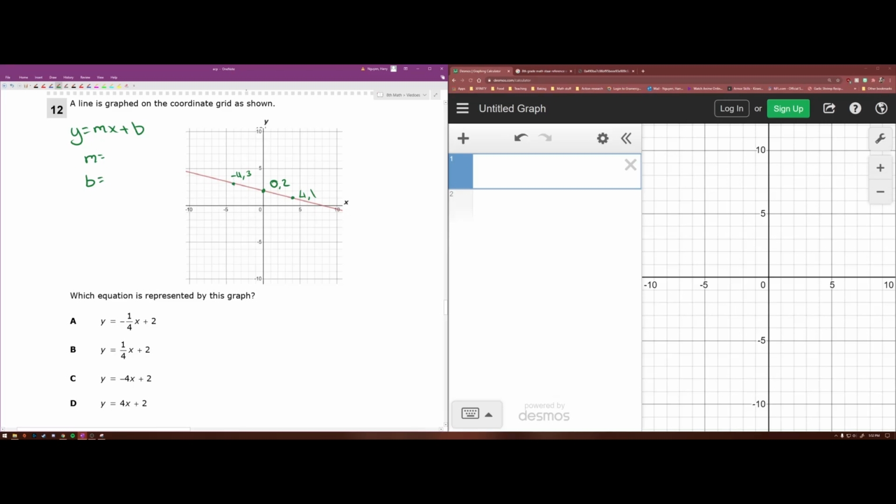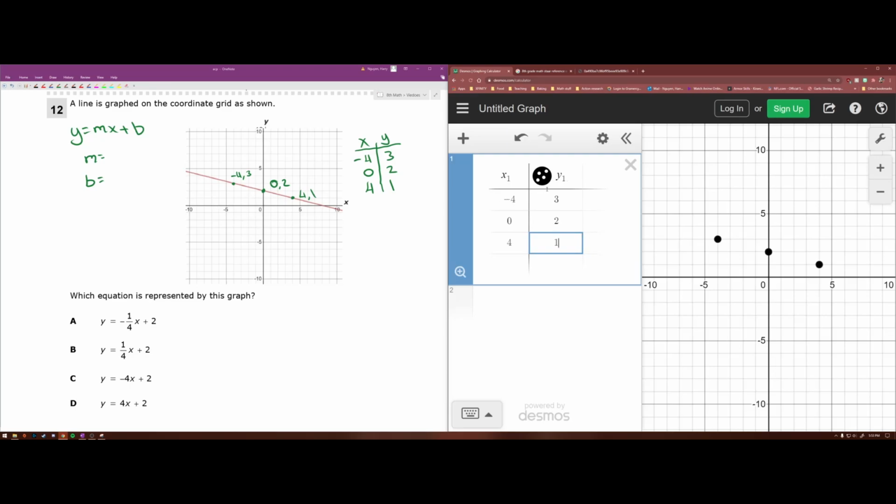That's a perfect point. Now we can create a table that we can use in Desmos. Remember X and Y, and we're just going to write our coordinate points: -4, 3, 0, 2, 4, 1. We need at least 2. I just wrote down all 3, but it'll be fine. So then we're going to go to Desmos. Remember, we're going to hit this plus sign up top, add item, go down to table, and it's going to pop up a table. And then from here, we're just going to type what our numbers are: -4, 3, 0, 2, 4, 1.